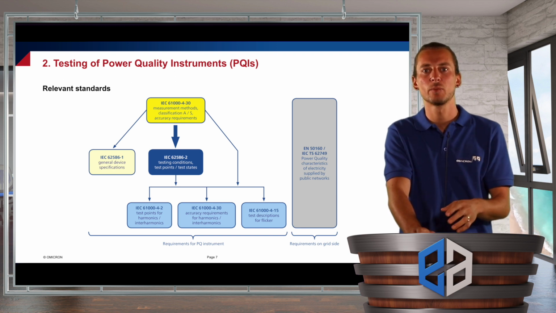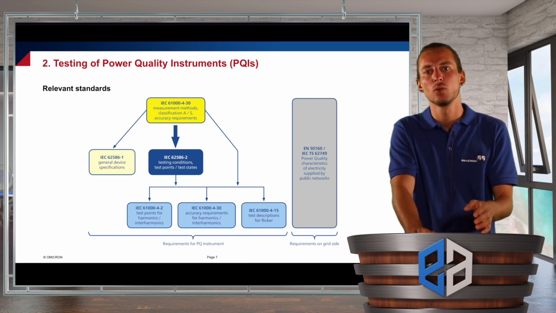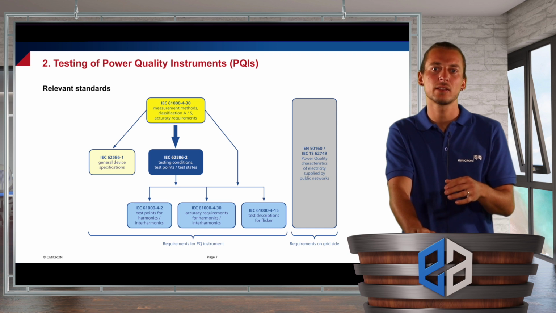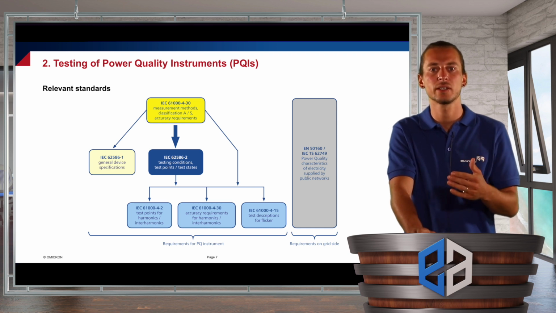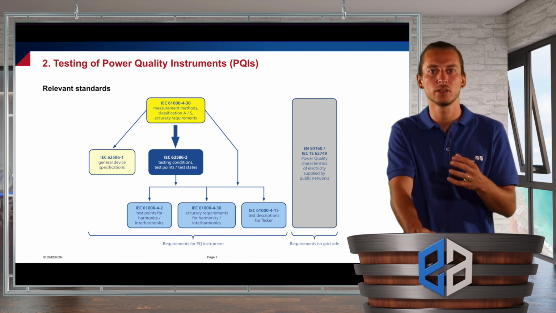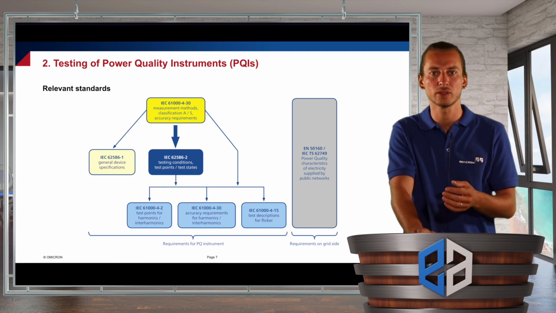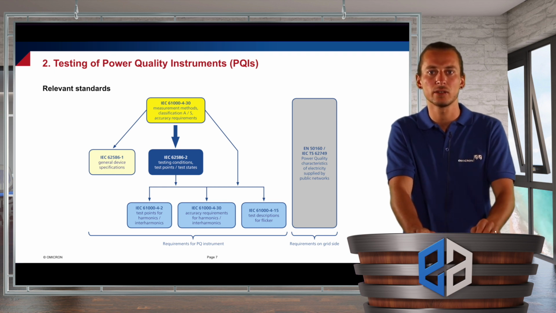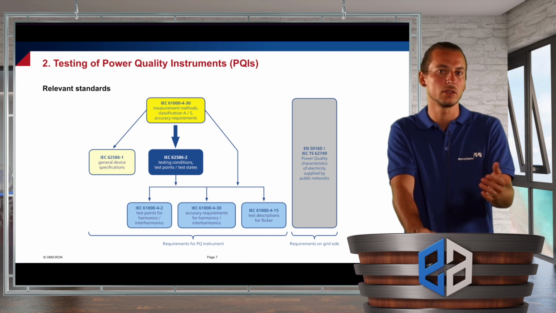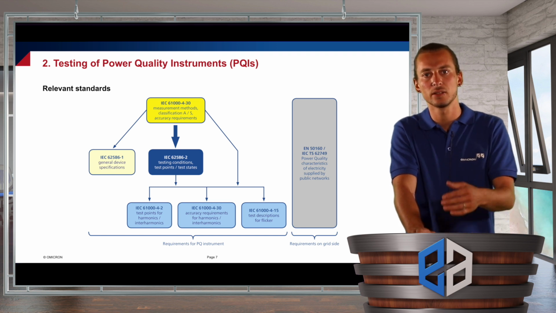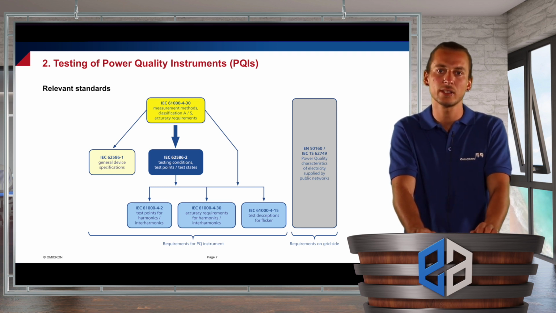On the other side, from the point of view of the grid operators, we have a standard that defines power quality criteria that have to be met for the power that is supplied from the grid. And this is, like you can see on the right side, for the European area, the EN 50160, but there are also international standards available.